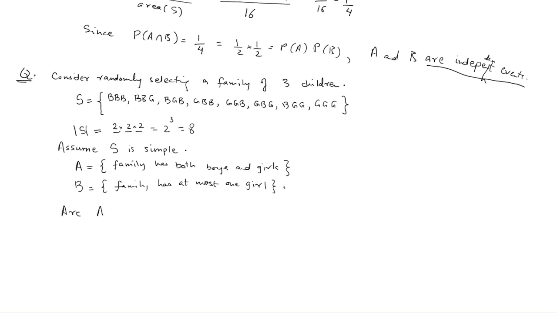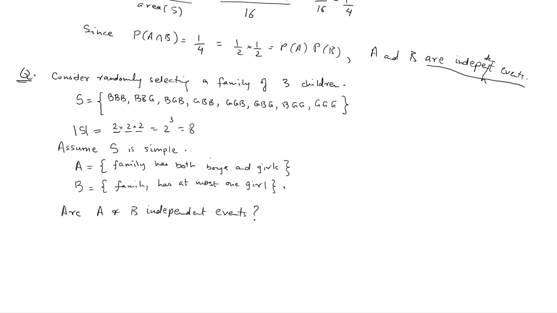I ask you the same question again. Are A and B independent events? And before we answer this, first answer the other question. Is it intuitively obvious to you that A and B will be independent events? No, sir. It's not straightforward.